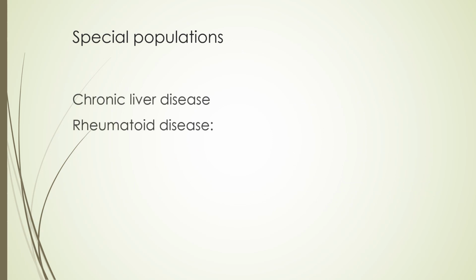So some more populations are going to include chronic liver disease and rheumatoid diseases. Regardless of the type of chronic liver disease, whether it be Hep C or non-alcoholic fatty liver disease, they normally have impaired splenic function, and they should be treated the same as a sickle cell patient regarding the vaccine schedule.